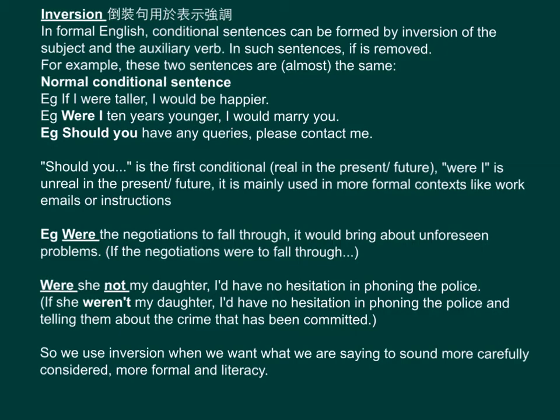So we use inversion when we want what we are saying to sound more carefully considered, and it is also characteristic of more formal and literary styles. 用倒裝句聽起嚟呢，會更加仔細咁考慮啦。呢個亦都係比較正規同埋比較文學嘅風格特徵嚟嘅噃。Now do the exercise to test yourself. Bye!